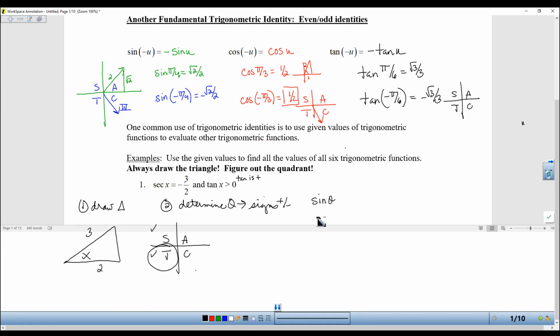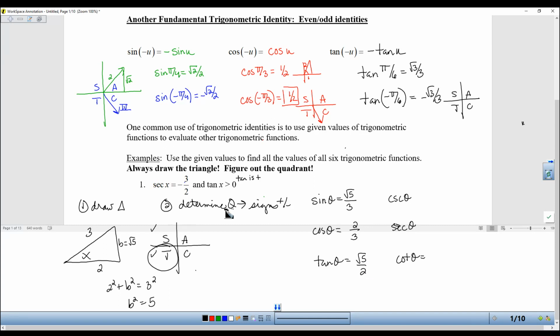So sine of theta, which is going to go with cosecant of theta, cosine of theta, which is going to go with secant, and tangent of theta, which will go with cotangent. So first I need to finish my triangle. 2 squared plus, let's just call that b, b squared is equal to 3 squared. b squared is equal to 9 minus 4 is 5. b is the square root of 5. So sine, opposite over hypotenuse. Cosine, adjacent over hypotenuse. And tangent, opposite over adjacent.